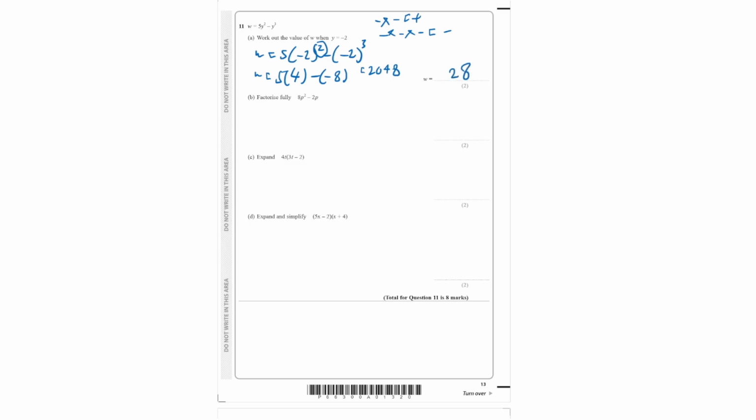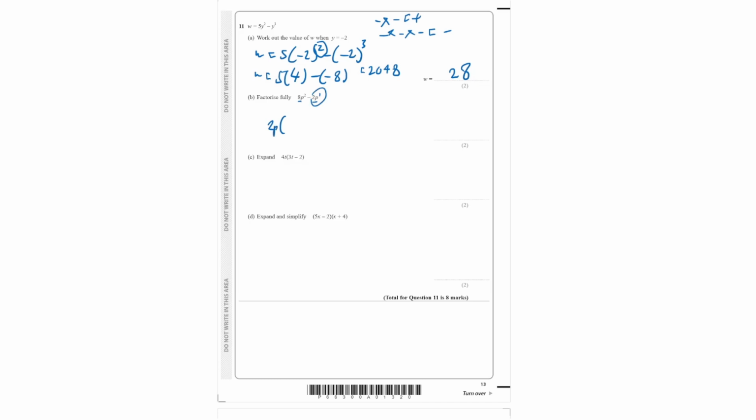Factorize fully 8p squared minus 2p. I can see that 8 and 2 have the highest common factor of 2. So I can write here 2. p and p squared, when dealing with powers and variables, we need to take the smallest power. So here we have p to the power of 2 and p to the power of 1. So we simply write p to the power of 1.